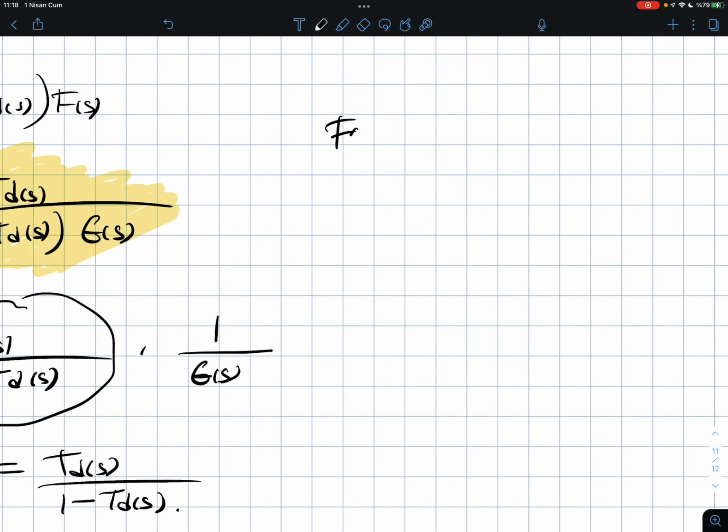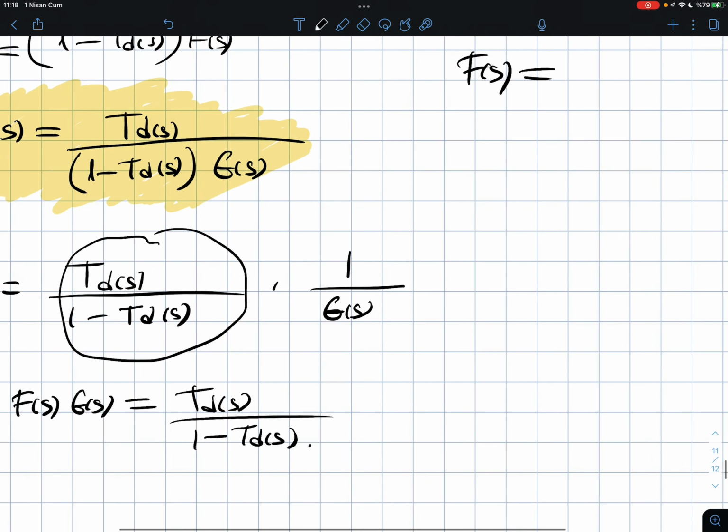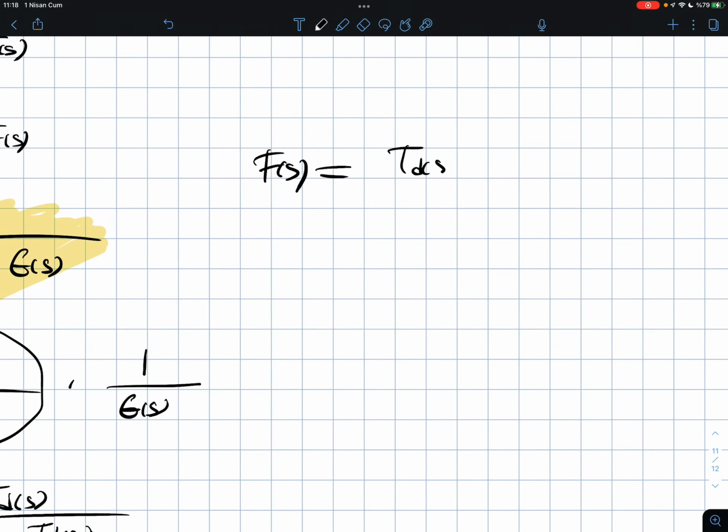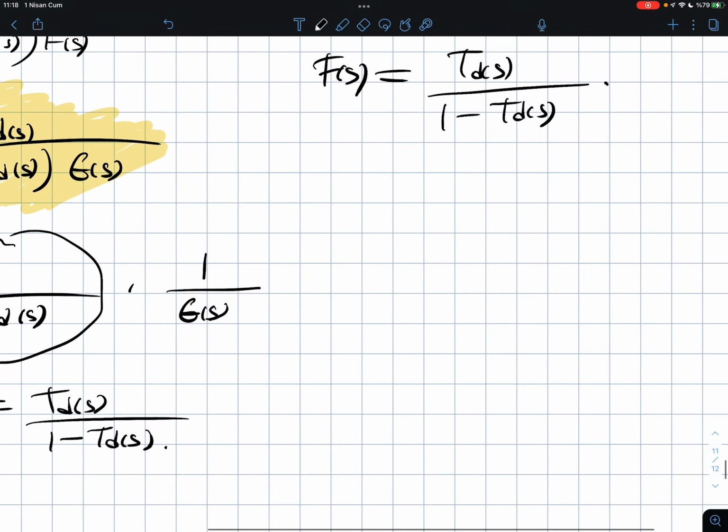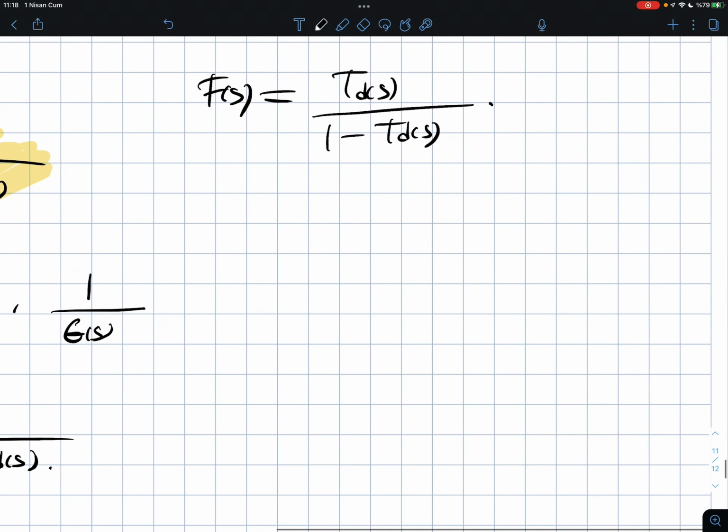So, for example, in our case, F(s) is something like T_d(s), I'm not going to write it for now, divided by 1 minus T_d(s) times, let's take the inverse of our open loop transfer function. That would be s cubed plus 7s squared, or let me write it in this form here, divided by 100. This is the inverse. Now you can see that the controller has a 0 at the origin, a 0 at minus 2, and a 0 at minus 5. So there's a pole zero cancellation here.